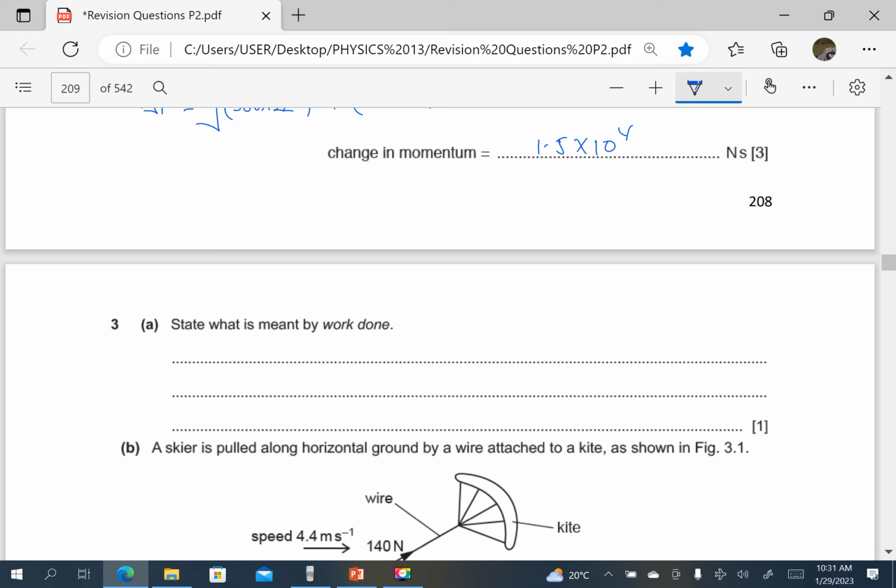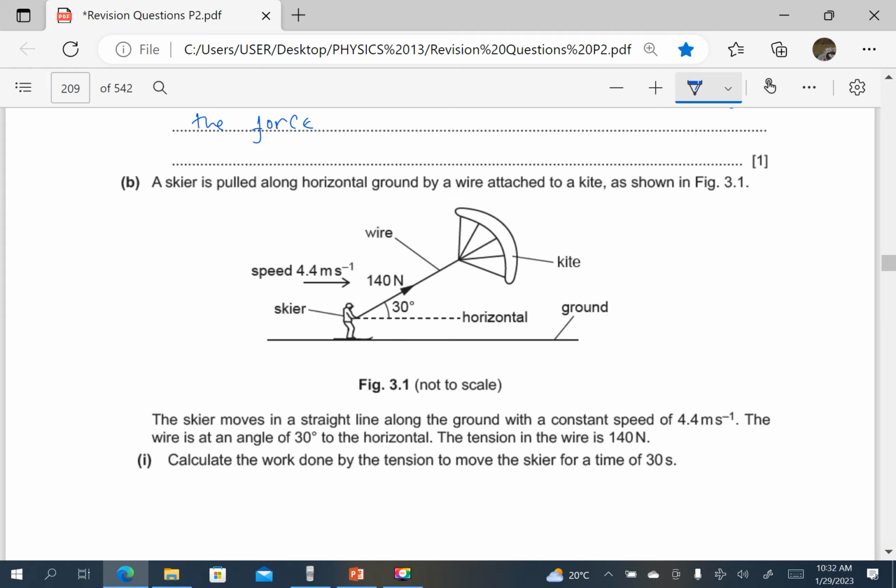State what is meant by work done. So we are now used to this: force times displacement in the direction of the force. That is work done. A sled is pulled along a horizontal ground by a wire attached to a kite as shown in the figure.